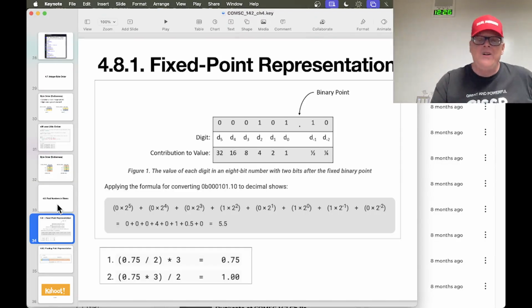All right, and then real numbers in binary. I always kind of wondered how this worked for years. You have fixed point representation. You're going to have numbers to the decimal point and fractions. And so the value of each digit is an 8-bit number with 2 bits after the fixed binary point. This is one way to do it.